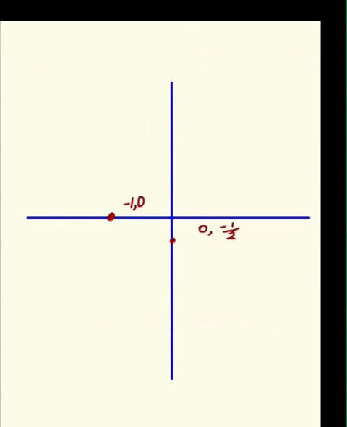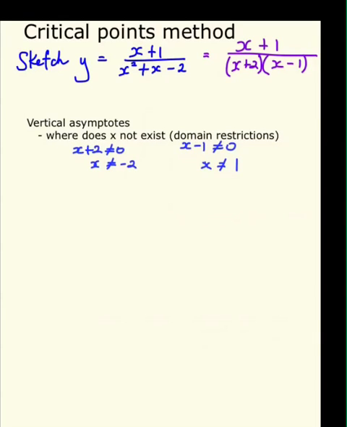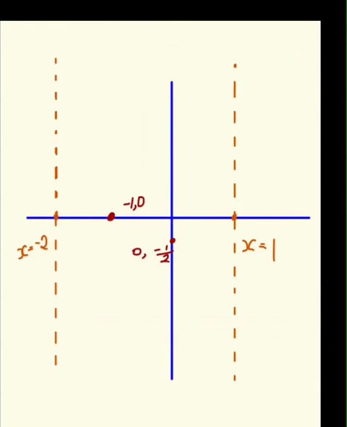Okay, the next part of critical points is considering vertical asymptotes. So where does x not exist, or what are the domain restrictions on this graph? Okay, we want to change this into its products form so we can look at these things, and obviously there's an asymptote at x equals negative 2 and x equals negative 1. I can't have a 0 in either of these brackets, which is what a vertical asymptote defines. Again, once we've made that decision, we plot it on the graph. So I've got my points, I've got my asymptotes.